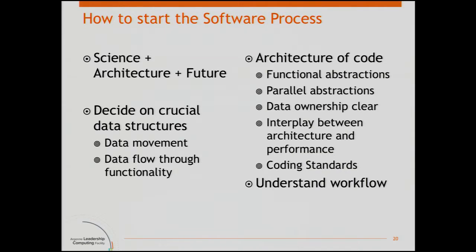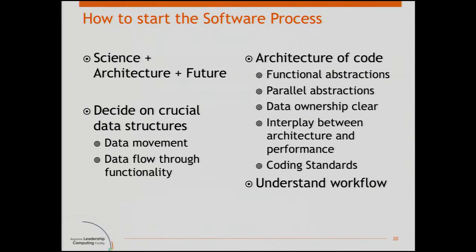The other component is this very key thing, which is the architecture of the code. That doesn't have to be a grandiose architecture, but you still need to understand your abstractions. That means understanding your functional abstractions, like how you separate your physics and things like I/O, versus your parallel abstractions. So where you split that up to actually use parallelism in some flavor, whether that's threads or accelerators, and the path of the data through all of those things. These three things are a huge component of the code and will have a huge impact on its performance.